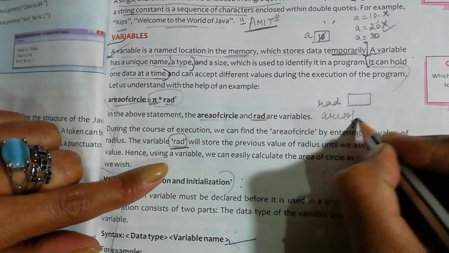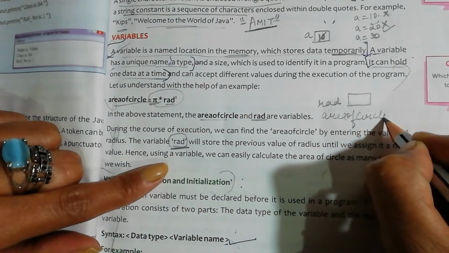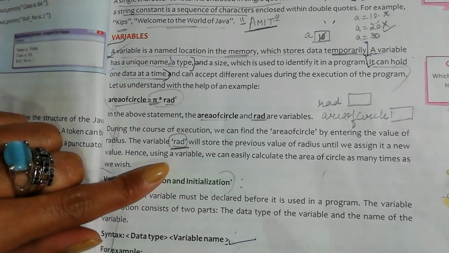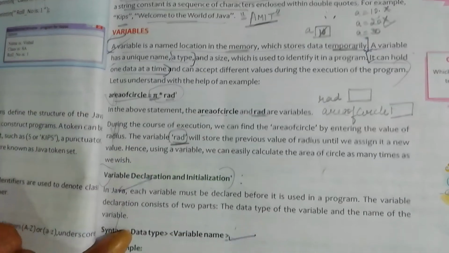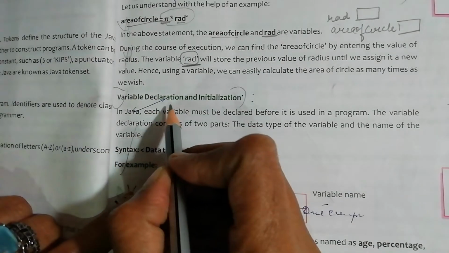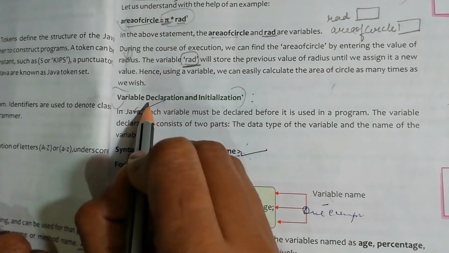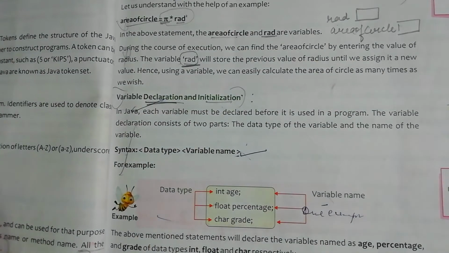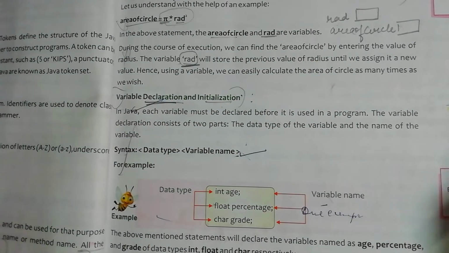It's area of circle. So this is also a variable in the memory which is waiting for some value to enter into it. Clear? So after this we have two things of variable. It's declaration and initialization. Declaration means variable को declare करना. Initialization means उसको value assign करना.